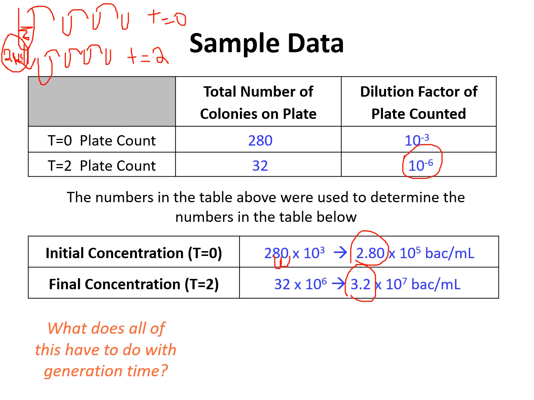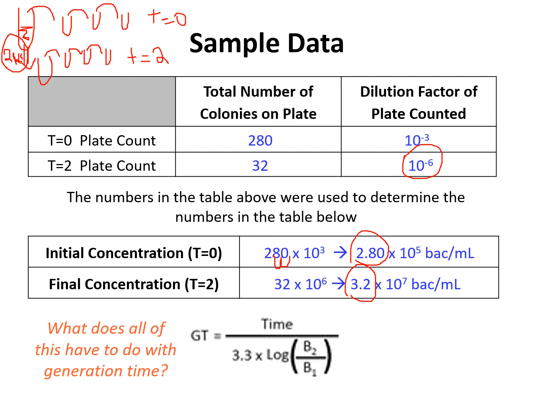So now I know my initial and final concentration, but remember, I'm trying to figure out how much time it took for my bacteria to reproduce. I know I incubated it for 2 hours, but within those 2 hours, how many times did it actually reproduce? How many generations did my bacteria actually go through? So here is the equation.